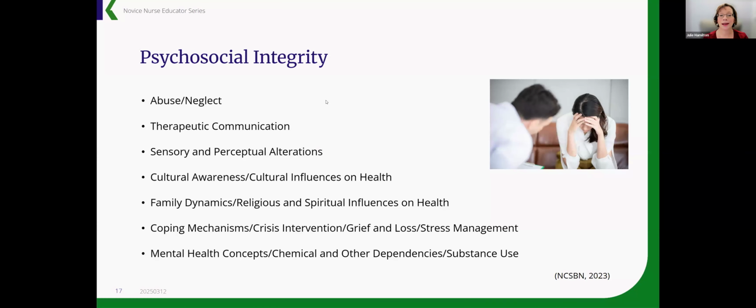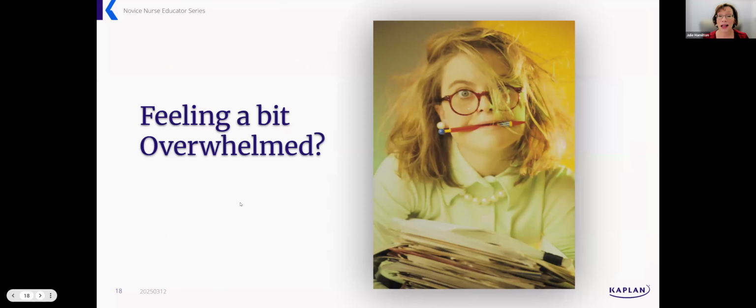And then our last category is psychosocial integrity. Now this one's kind of easy for us to grasp what topics. This is abuse, neglect, therapeutic communication, sensory and perceptual alterations, cultural awareness, cultural influences on health, family dynamics, religious and spiritual influences, coping mechanisms, crisis intervention, grief, loss, stress management, mental health concepts like bipolar, schizophrenia, and chemical and other dependencies related to substance abuse. That's a lot. And this can be very overwhelming.